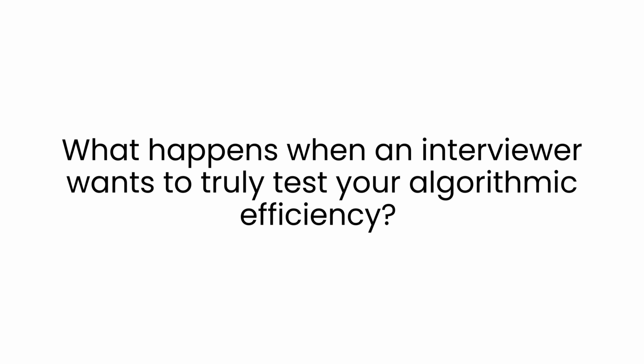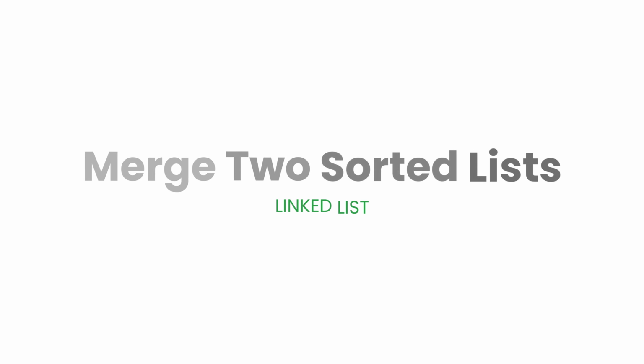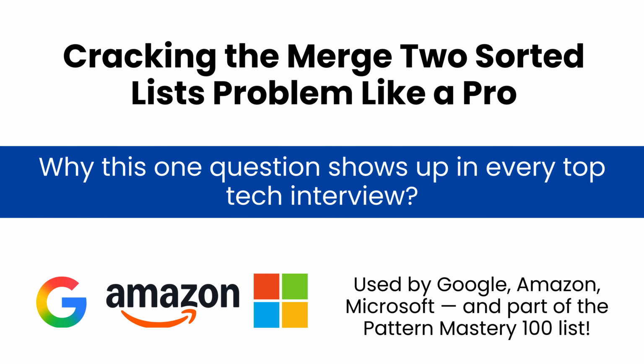What happens when an interviewer wants to truly test your algorithmic efficiency? Merge k sorted lists is a Pattern Mastery 100 heavyweight and a frequent guest at Google, Amazon, and Microsoft interviews. Over 40% of candidates get slowed down by the complexity and pointer management. Master this, and you'll prove you can handle multi-list merges, priority queues, and advanced patterns.